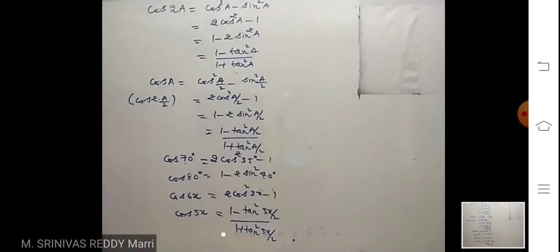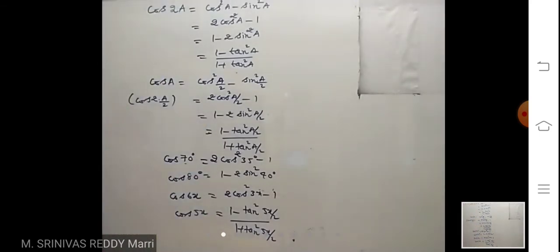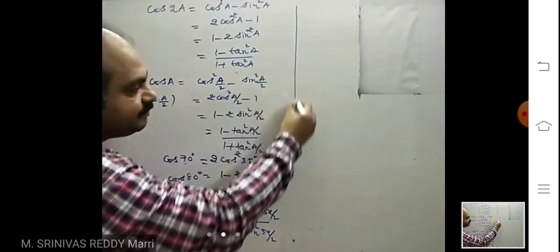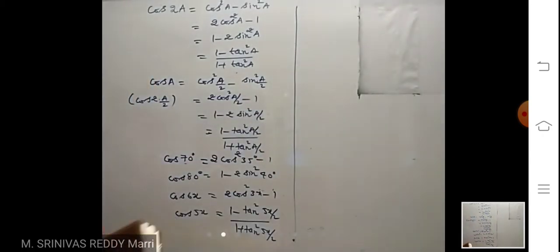Like that, simple. Now, how to use that formula? The basics are cos square minus sine square, 2 cos square minus 1, 1 minus 2 sine square, 1 minus tan square by 1 plus tan square, and inside that you write the half angle. Suppose we take one simple example.